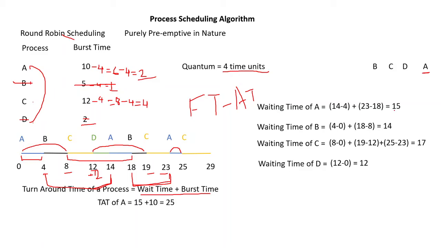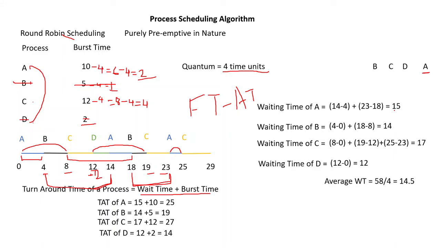So for A, it's 15 plus 10, that is equal to 25. For B, it's 14 plus 5, that is equal to 19. For C, it's 17 plus 12, that is equal to 29. And for D, it's 12 plus 2, that is equal to 14. Your average wait time will be the summation of these 4, that is 15 plus 14 plus 17 plus 12, divided by 4, that is equal to 14.5. And the average turnaround time will be 25 plus 19 plus 27 plus 14, that is equal to 85, divided by 4, that is equal to 21.25.